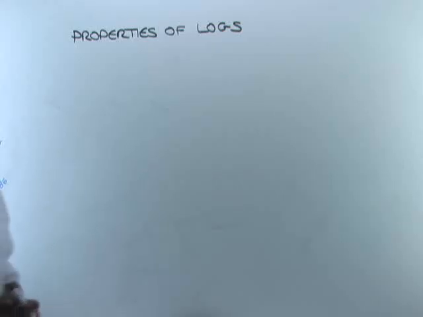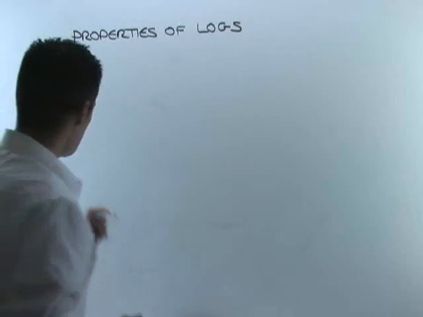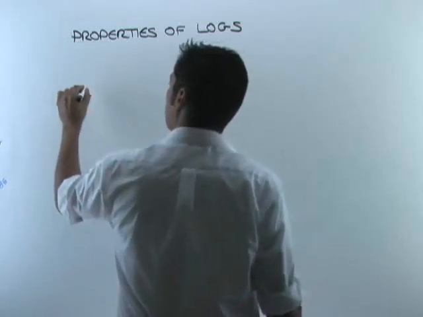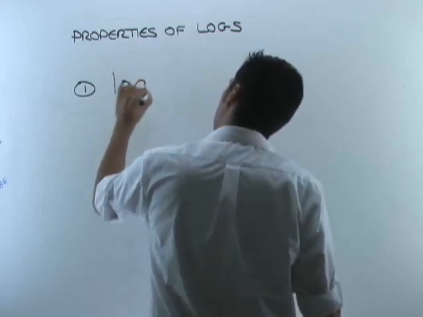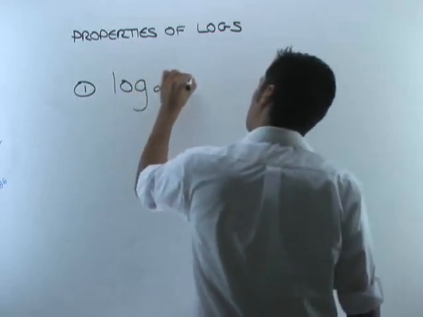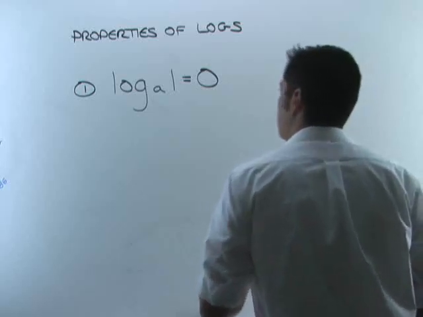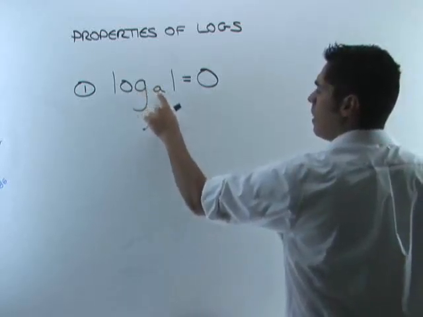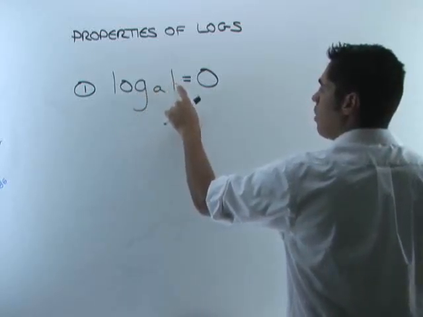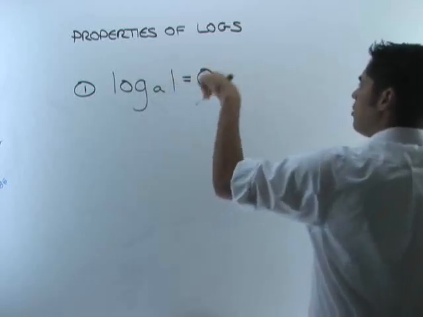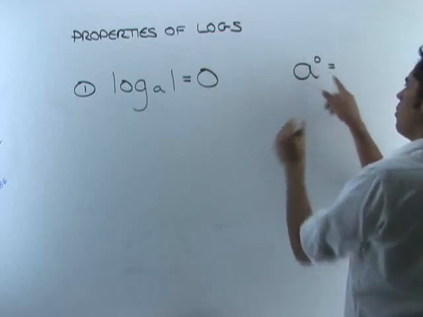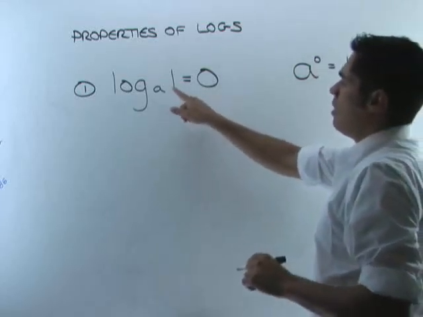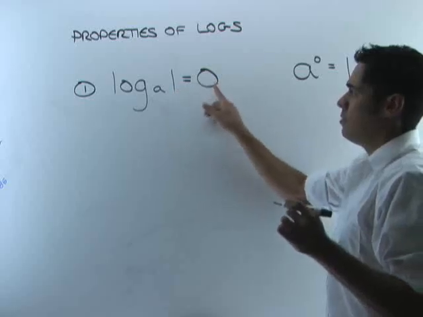Okay, let's talk about some properties of logarithms. Let's start off with the first property. It says that log base a of 1 is equal to 0. Now you can check this. This means log of any base, right? If you plug 1 in, you're going to get 0. And check by doing the loop. Remember, a to the 0, no matter what a is, always going to be 1. So if you plug 1 into a log, your answer is 0.